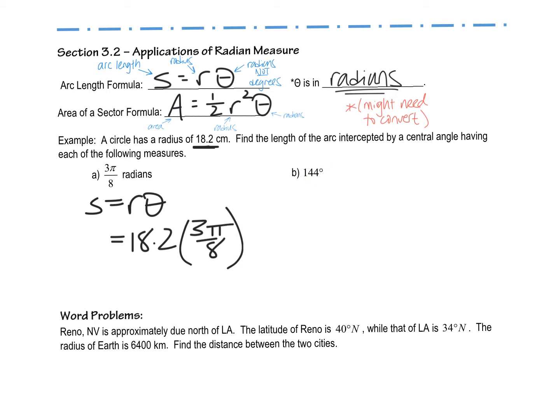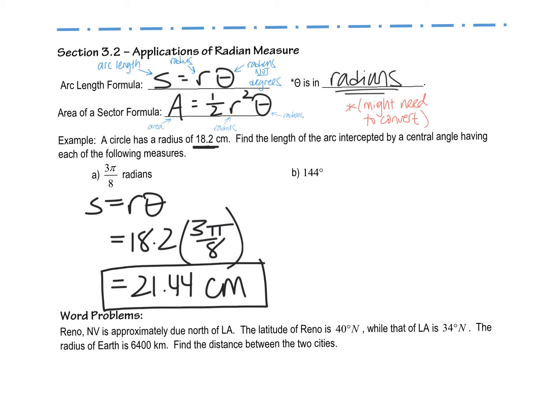In this case, since the radius is a decimal, I'm going to use 3.14 for pi, and I'm going to multiply it all out, or you could use the pi button in your calculator, but it gives you 21.44 centimeters. And that's when you use 3.14 for pi, or the pi button. So we're going to be rounding in that one.